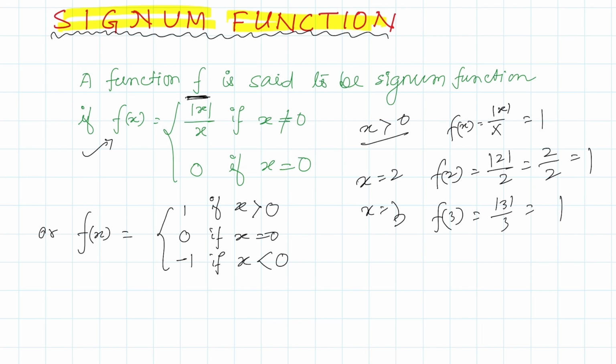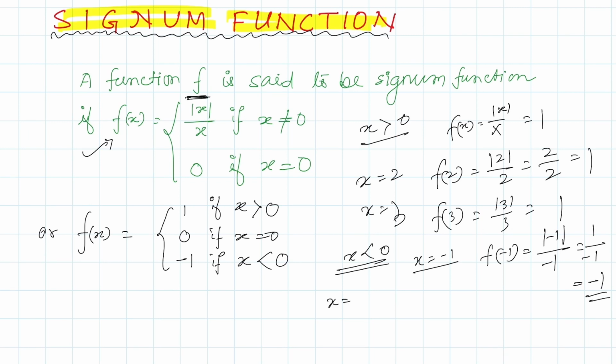Now if you put negative values, suppose x less than 0, then what will happen? If you put x is equal to minus 1, then f of minus 1 is mod of minus 1 by minus 1, and mod of minus 1 is plus 1, by minus 1, that is minus 1. If you put x is equal to minus 2, then f of minus 2 will be mod of minus 2 by minus 2. Mod of minus 2 is plus 2 by minus 2, then 2 cancels, 1. So that's going to be minus 1.